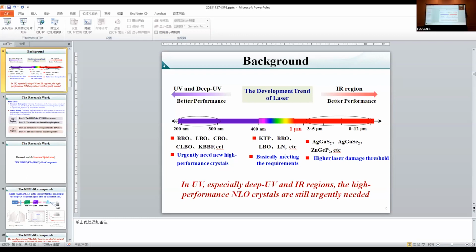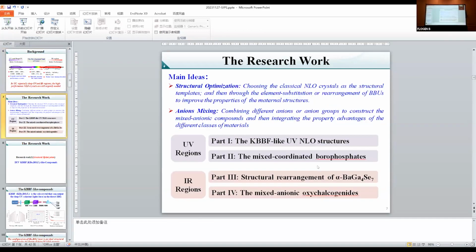My research work is also focused on these wavelength ranges. Our strategy contains two aspects. The first one is structural optimization. It means we choose classical nonlinear optical crystals as a structure template, and then through element substitution or rearrangement of its building units, we improve the material structure.